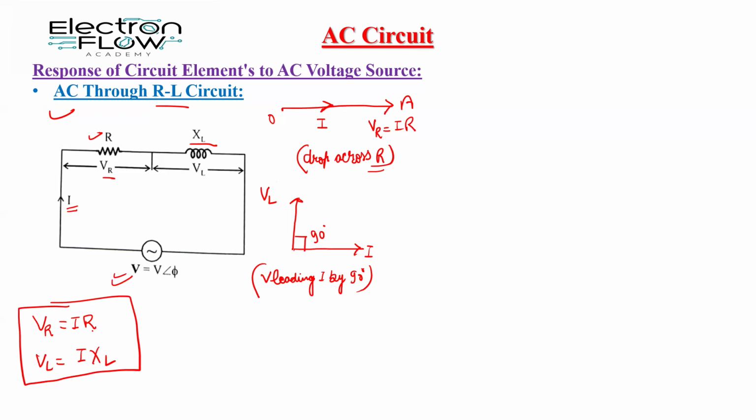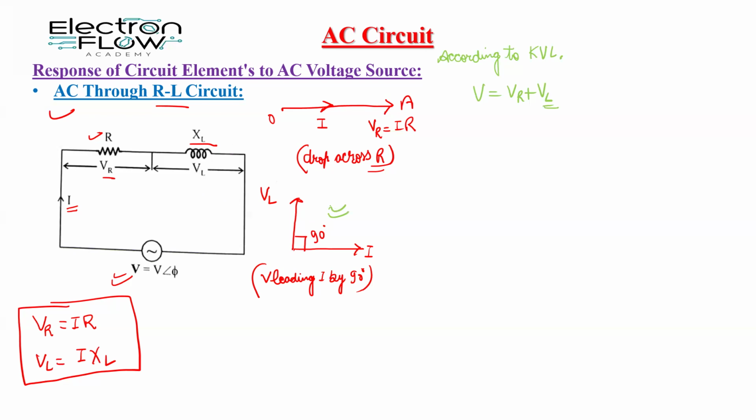So we have the two elements here, connected in series. According to Kirchhoff's voltage law, the applied voltage V is equal to the phasor sum of VR plus VL. But the voltage drop VL is 90 degrees ahead of VR, as we can see in this case.